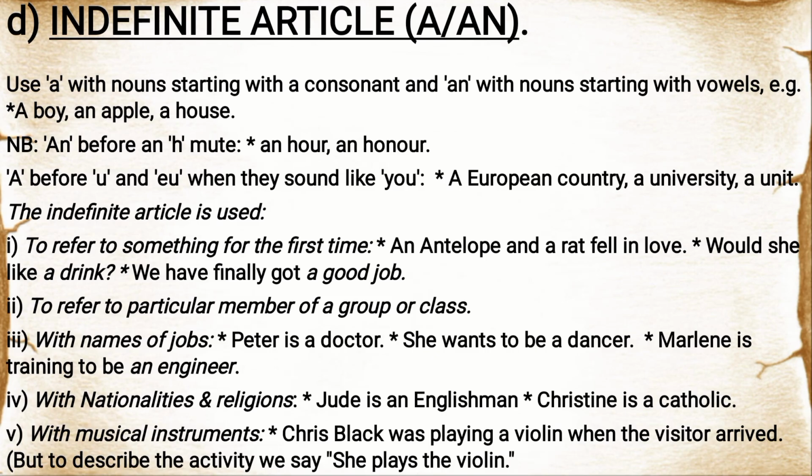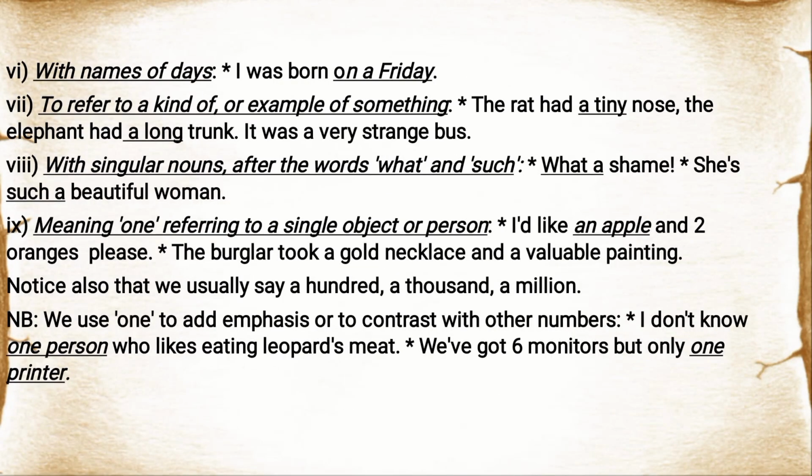But to describe the activity we say, she plays the violin. 6. With names of days. Example: I was born on a Friday. 7. To refer to a kind of, or example of something. Examples: the rat had a tiny nose, the elephant had a long trunk. It was a very strange bus. 8. With singular nouns, after the words what and such. Examples: what a shame. She's such a beautiful woman.